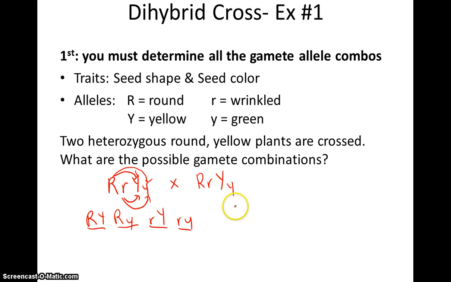And this one, because it's the same, it's going to be exactly the same. But again, if we just match them up, big R, big Y. Second one, big R, little y. Little r, big Y. And then finally, little r, little y. So basically, this is showing us all the ways that the gametes could be mixed up. Next, again, that's our first step, just figure out the gamete combinations.